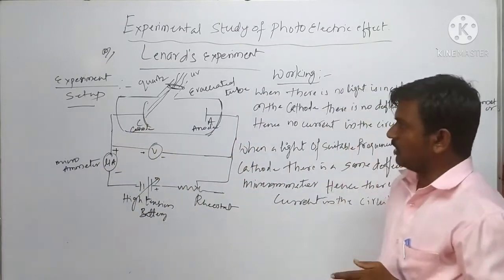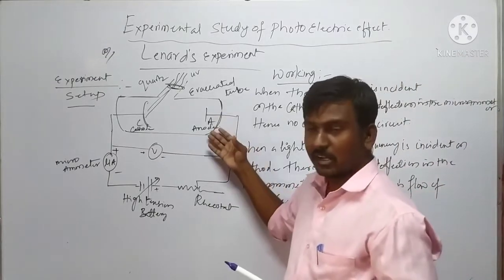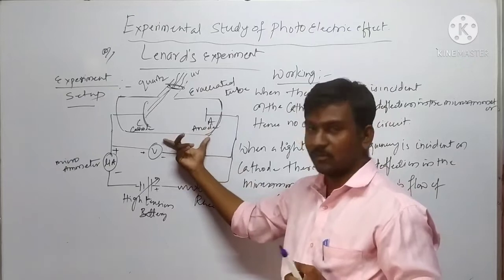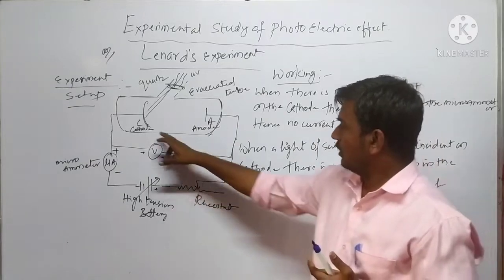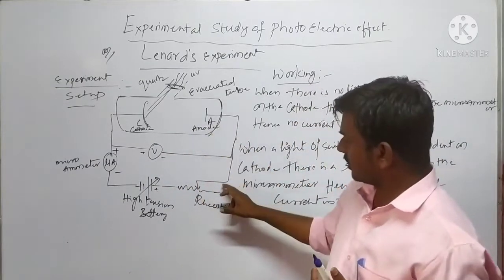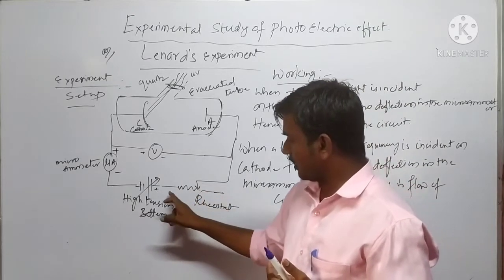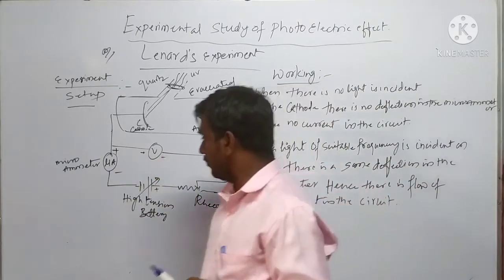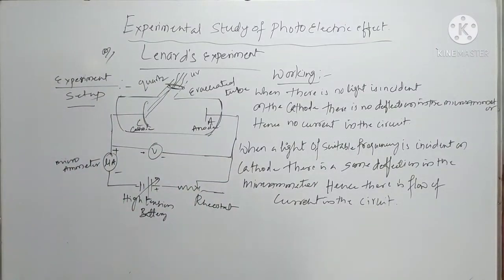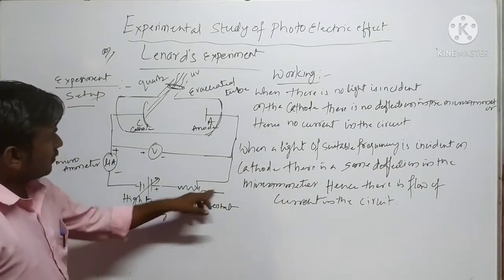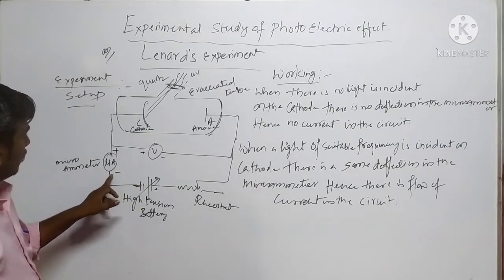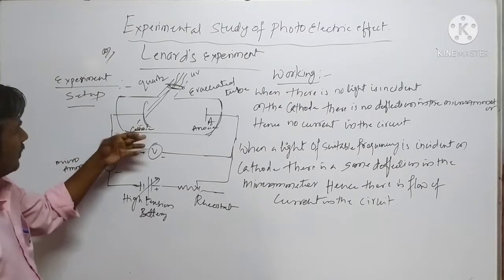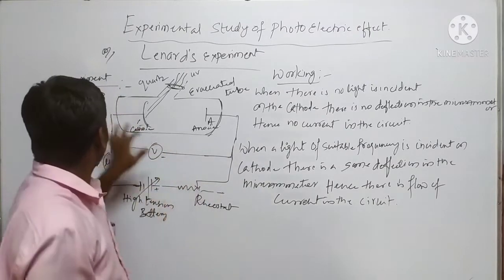Next, the cathode. It consists of an evacuated tube, with the cathode and anode enclosed in one tube, and the anode placed in front of the cathode, which is also connected to a rheostat, and the rheostat is connected to the battery. The positive terminal is connected to the rheostat, and this positive terminal is connected to the anode. Here it will be negative, so negative is connected to negative. Next, positive is connected to the cathode. This is the experimental setup of Lenard's experiment.